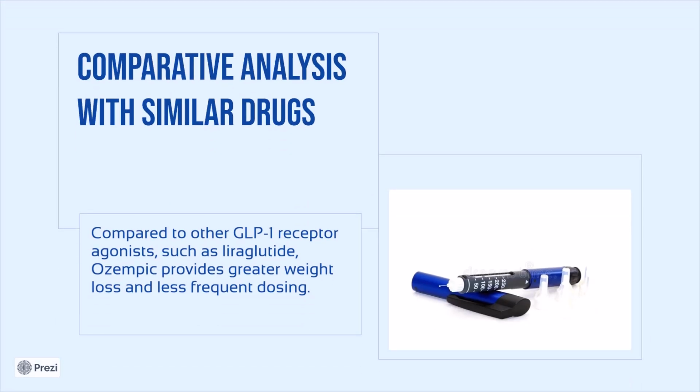As we know, Ozempic is not the only drug that is a GLP-1 receptor agonist. There are other ones like liraglutide, dulaglutide, etc. But Ozempic remains the one that provides greater weight loss and less frequent dosing.